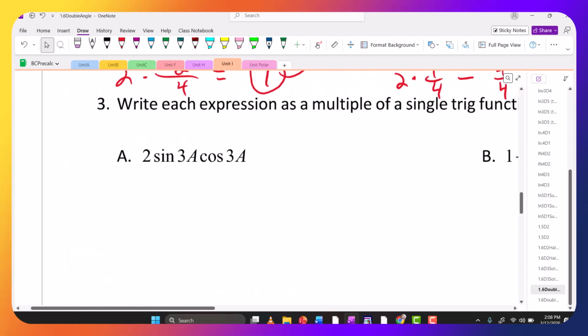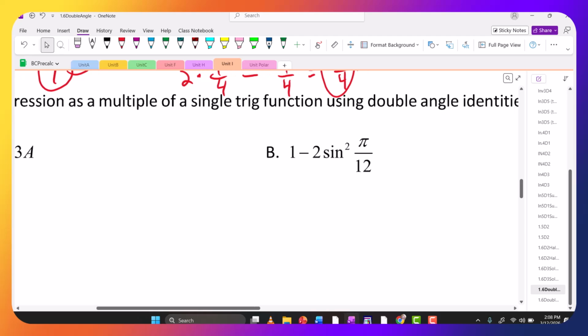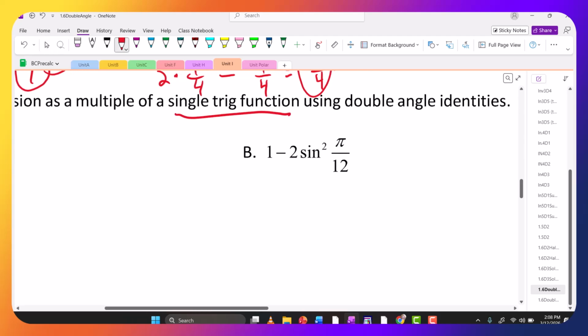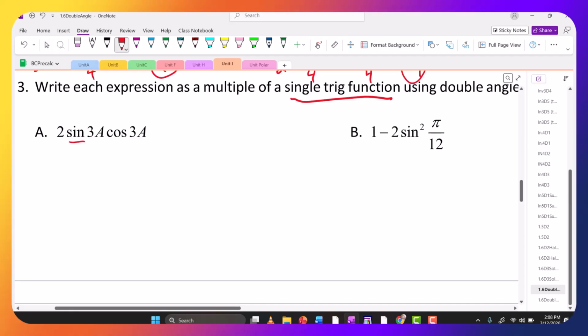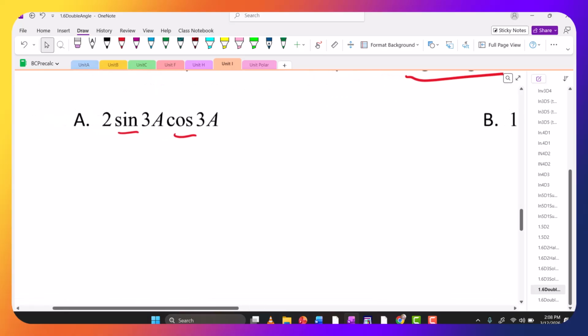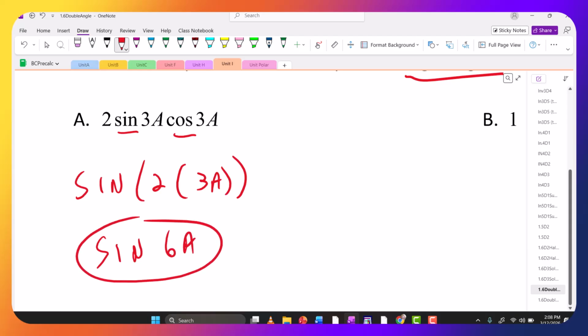Okay, you should like these. Read the directions here. Write each expression as a multiple of a single trig function using double identities. This is a multiple trig function. But which one is this? The sine or the cosine? Come on. Sine or cosine? Sine. It's the sine 2 theta rule, where the argument is actually 3a. So this ends up being sine 6a. And then that's it. Okay?